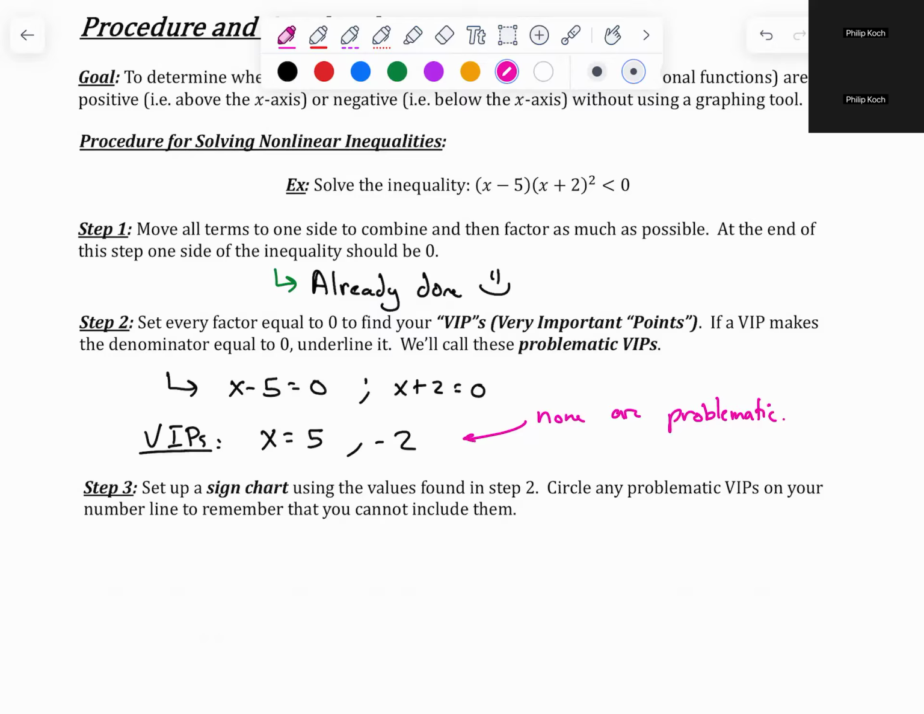Now, you're going to set up a sign chart using the values you found in step 2. Circle, highlight, underline, box in any of your problematic VIPs to remember that you cannot include them. Once again, that'll make more sense once we get there.